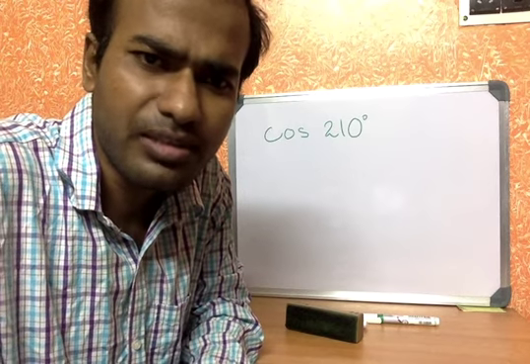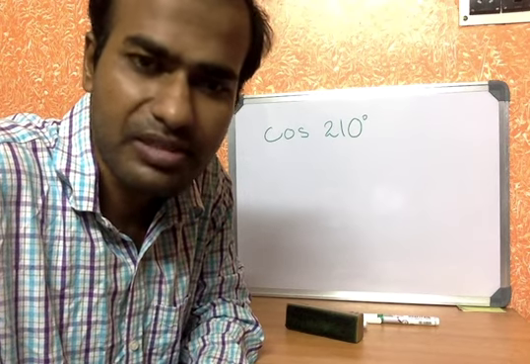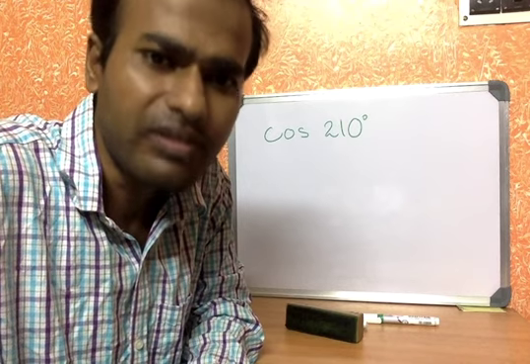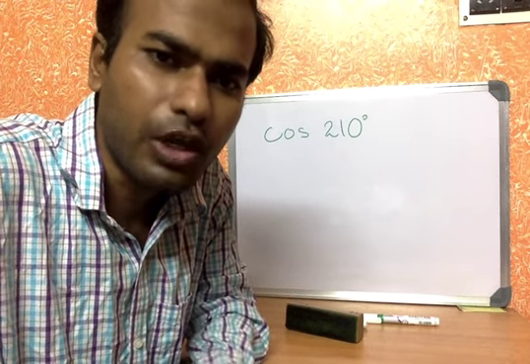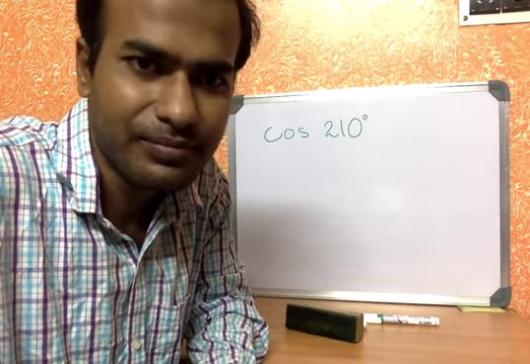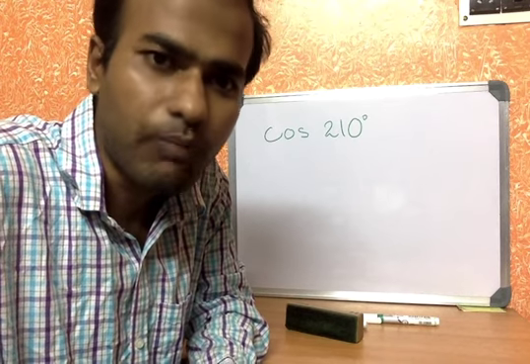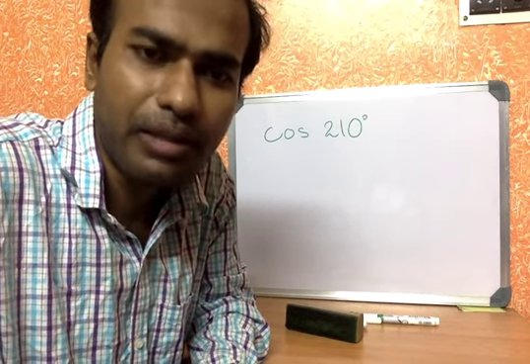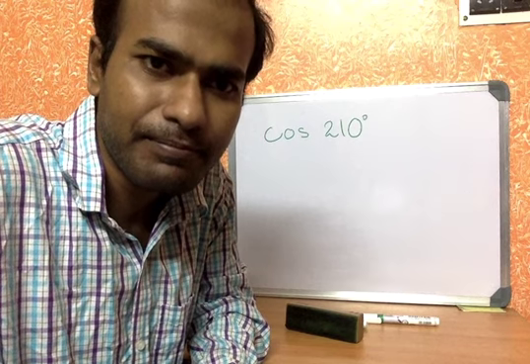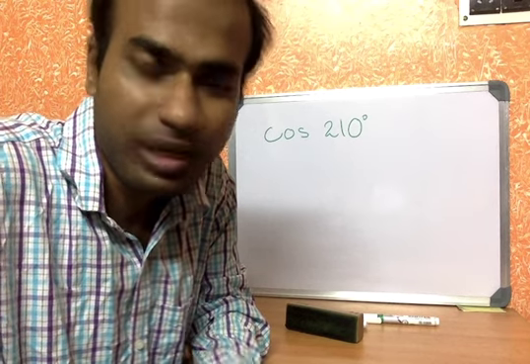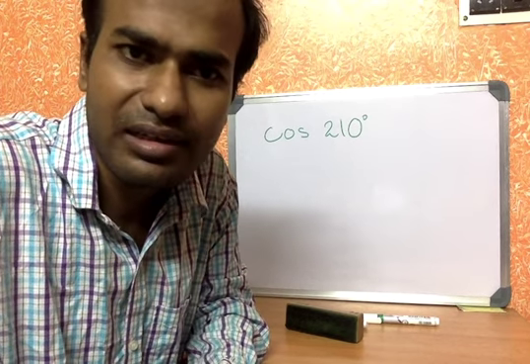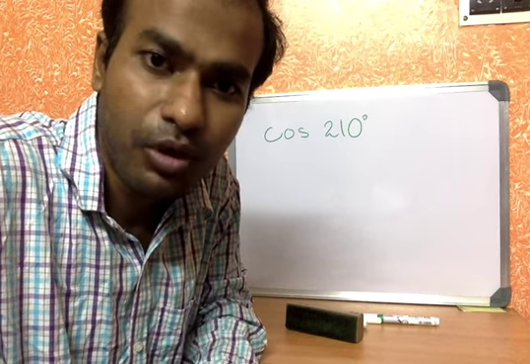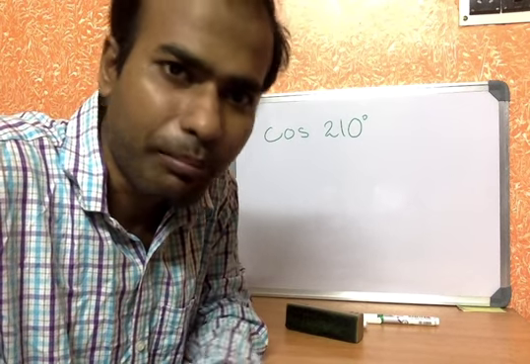Now we will discuss some basic problems, some basic sums from trigonometry, class 11. Find the value of cos 210 degree. So how can we break 210 degree? There are two ways. We can write 2 into 90 plus 30 degree or 3 into 90 minus 60 degree.